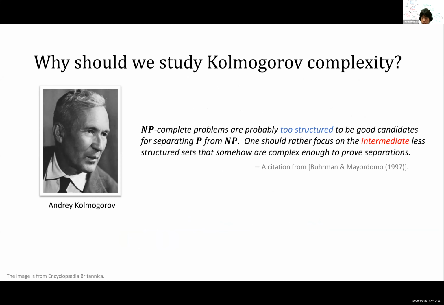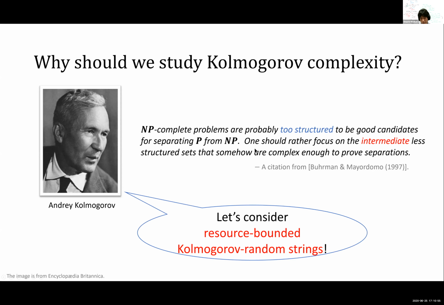In order to separate P from NP, Andrei Kolmogorov suggested that NP-complete problems are probably too structured to be good candidates for separating P from NP. Instead, we should focus on NP-intermediate, less structured sets that somehow compress enough to prove separation. As a specific candidate, he suggested to consider resource-bounded Kolmogorov complexity.